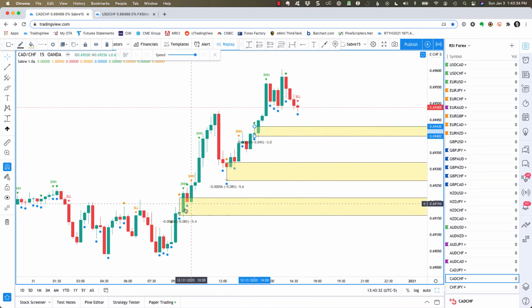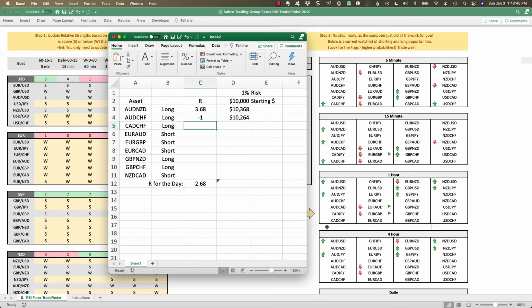So there was a great opportunity. I mean, it was saying you want to go long on the CAD Swiss on the 15. But there was no opportunity, at least in our trading system, to take advantage of. So for the CAD Swiss, it's just a net zero for the day.